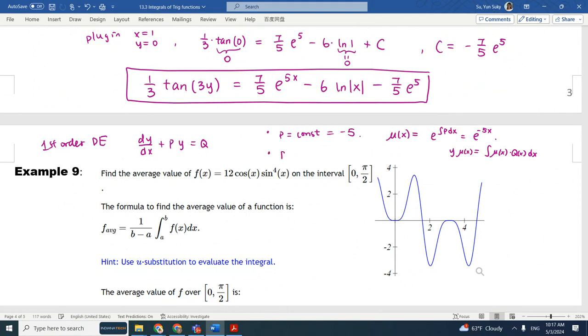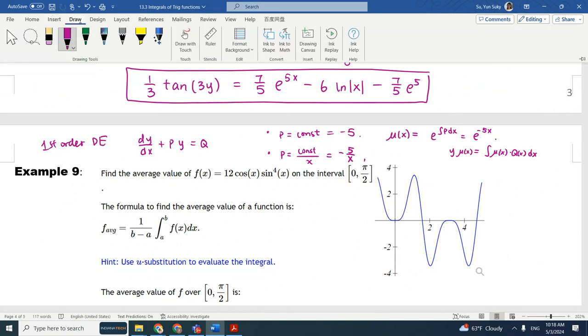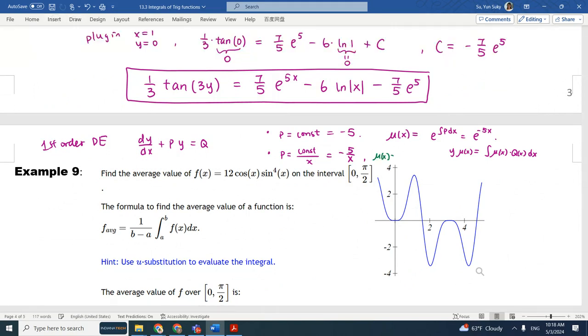And the other possibility is when p is like a constant over x. Let's say this is minus 5 over x. Then your mu, let me use a different color, will be e to the integral of negative 5 over x dx. Do you see this is e to the minus 5 ln absolute value of x? And the minus 5, you can bring to the exponent. This becomes x to the negative 5. Your integrating factor is a power function.